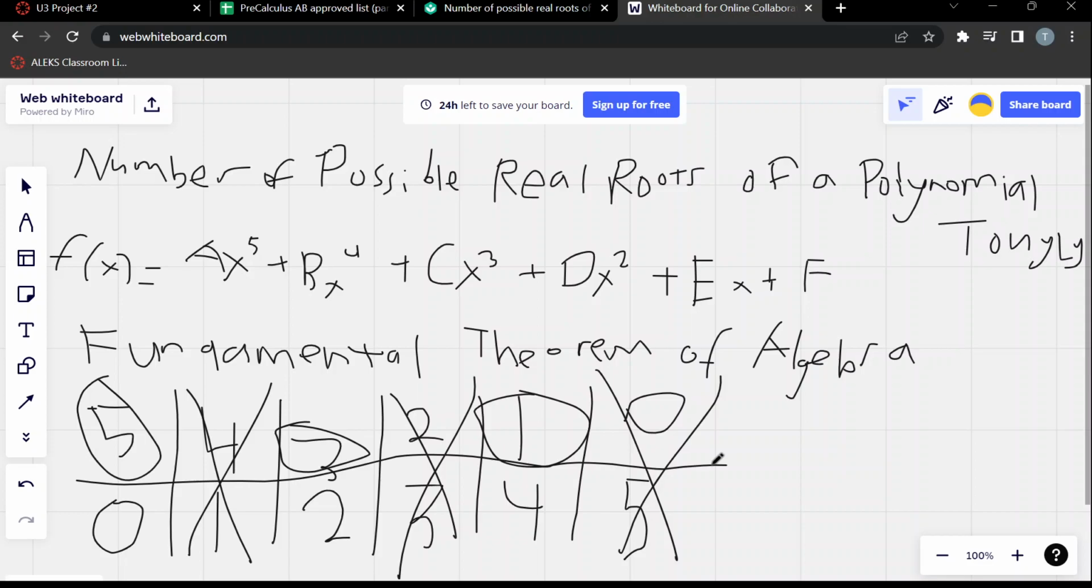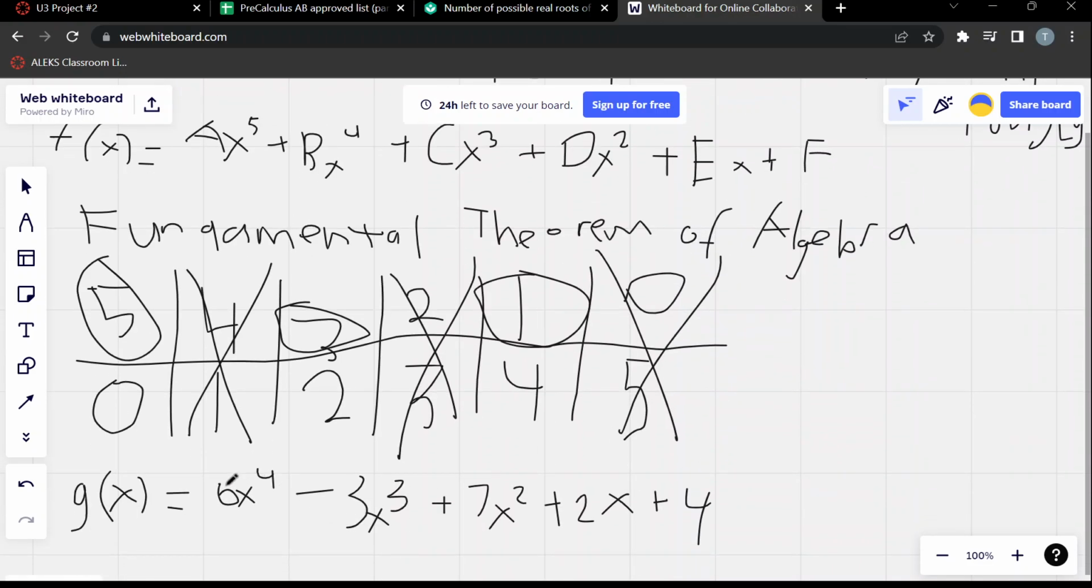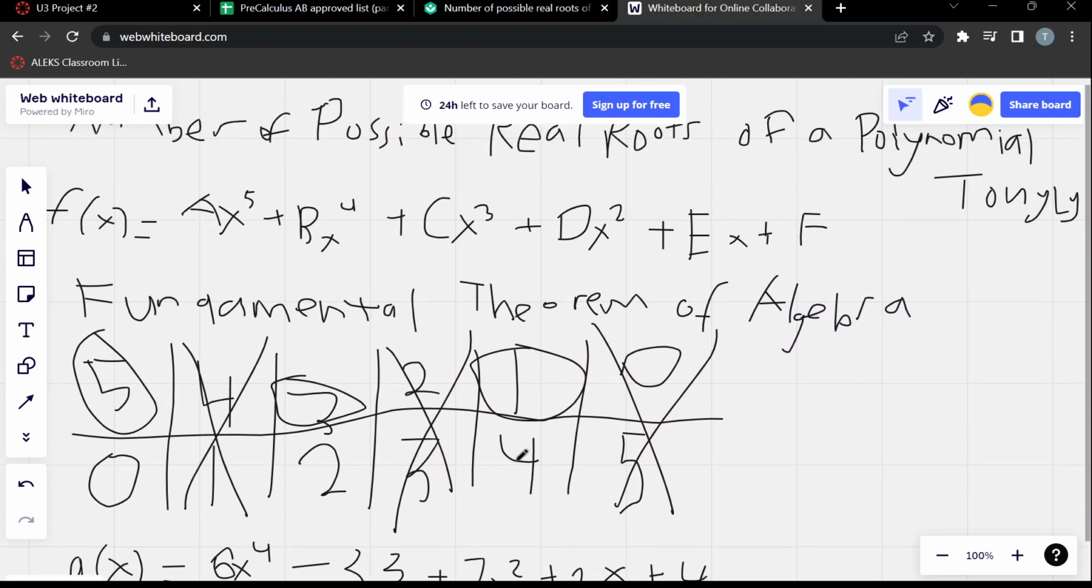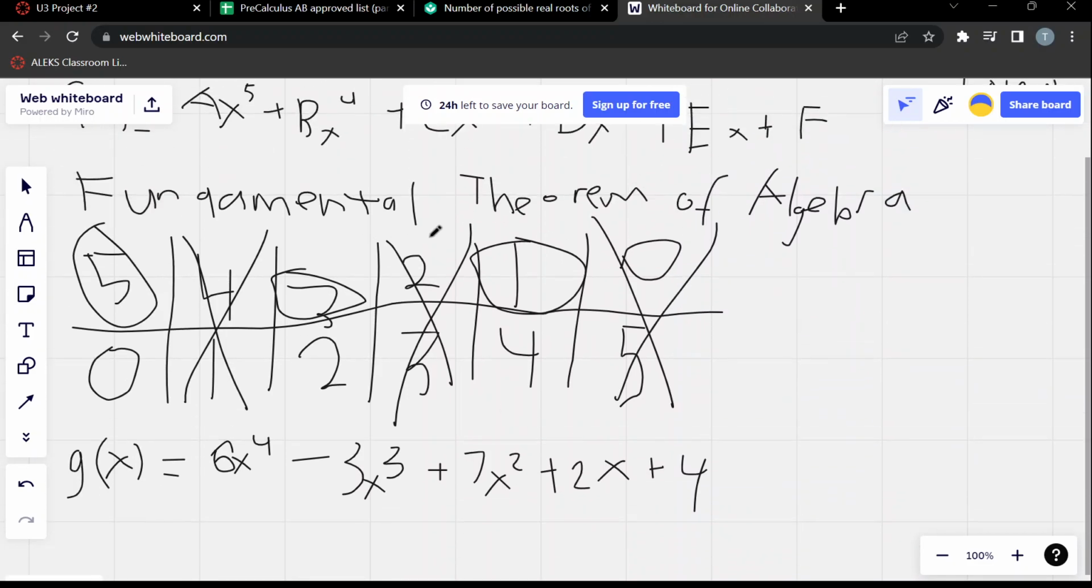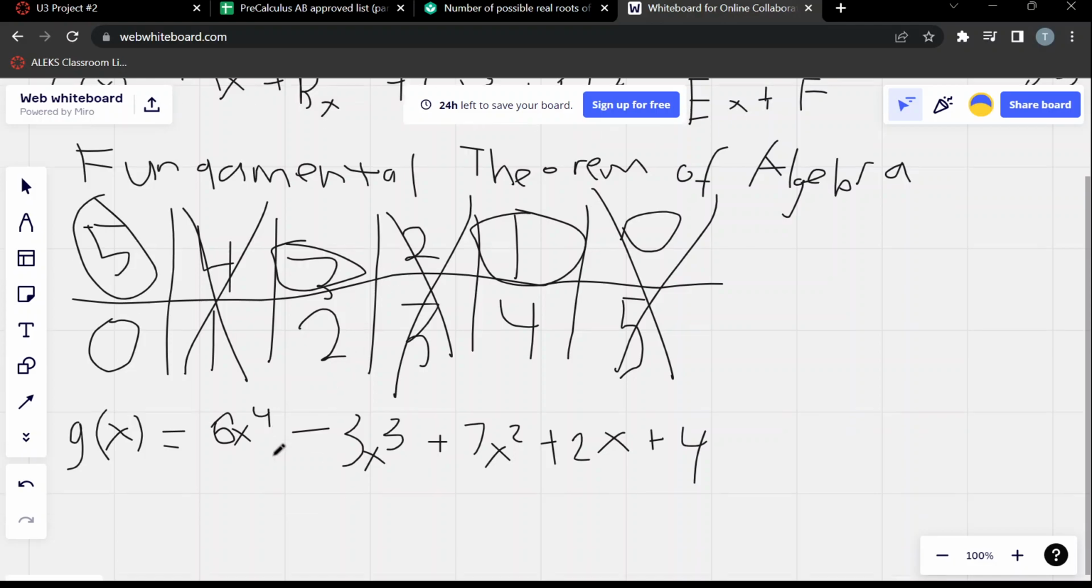Let's do another example with numbers in it. Let's see this function, g of x. How many possible real roots are in this polynomial? Well, we can again use the fundamental theorem of algebra and look at the highest exponent in this function, which is 4.